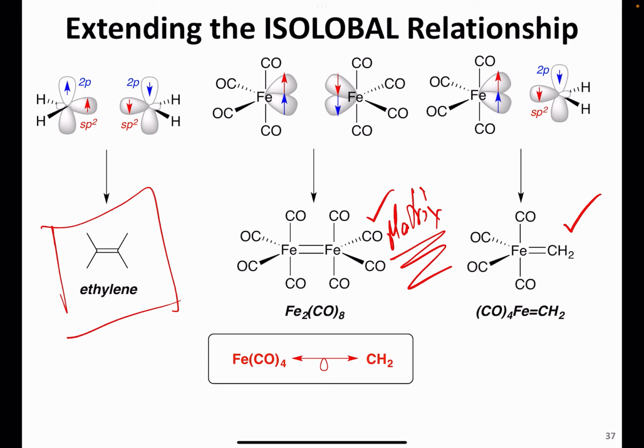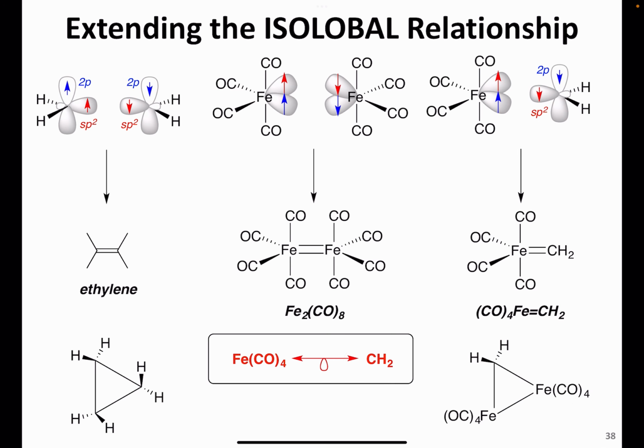And so if this is isolobal with CH2, if you go back to organic chemistry, you can put 3 CH2s together and make a cyclopropane. And so can you put 3 iron tetracarbonyls together to make an all-metal cyclopropane? Well, you can't. You can actually put 2 together. 2 out of the 3 can be iron tetracarbonyl to form a cyclopropane type structure.